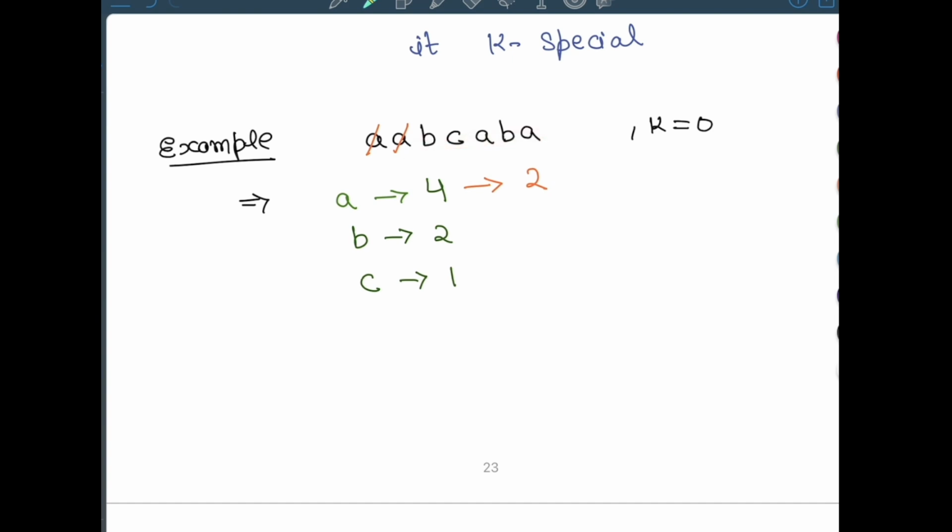So we still might need to delete a few characters. Right now we have many options. What we can do is delete one more A and delete one more B. At this point, the frequency of A is going to be 1.